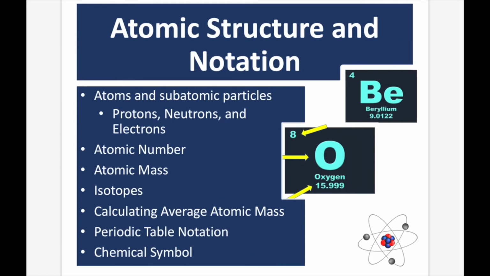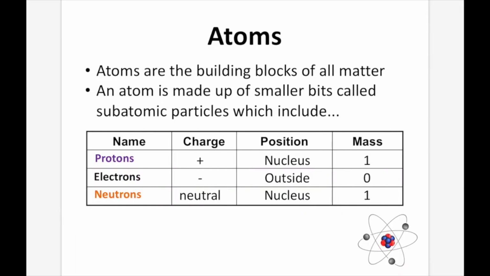Atomic structure and notation. In this lesson, we're talking about atoms and subatomic particles, specifically protons, neutrons, and electrons, atomic number, atomic mass, isotopes, calculating average atomic mass, periodic table notation, and chemical symbols. Atoms. Atoms are the building blocks of all matter.